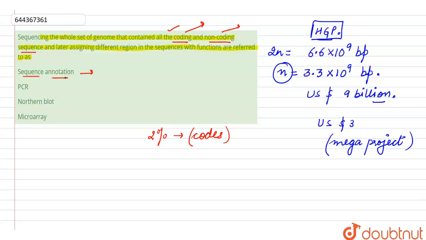In sequence annotation, we assign the different regions with functions also. So option number 1 becomes the right answer for this question. The other method in the sequencing of DNA is the Expressed Sequence Tags, that is the ESTs.